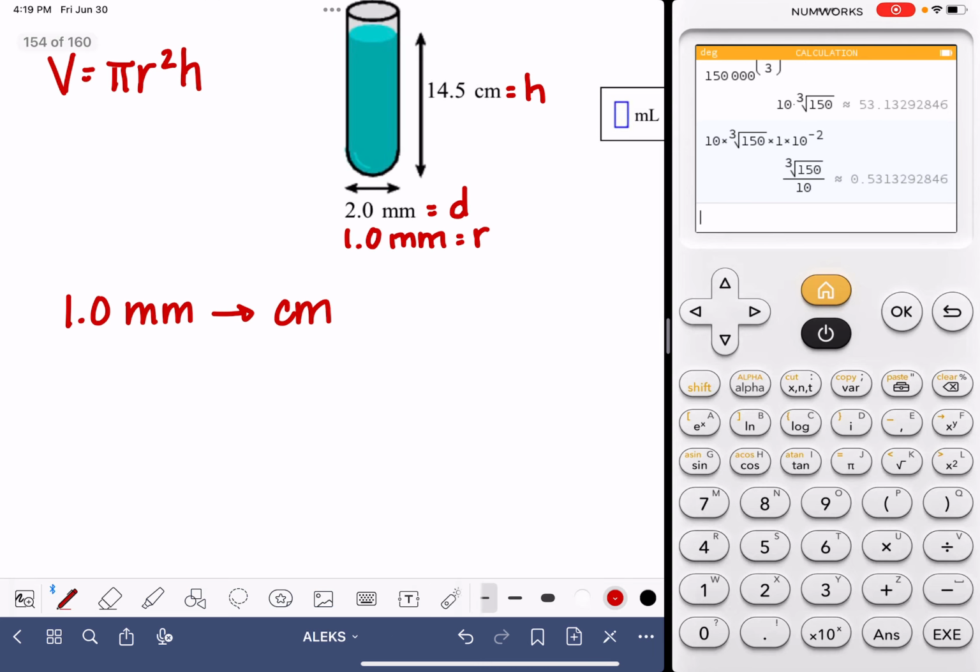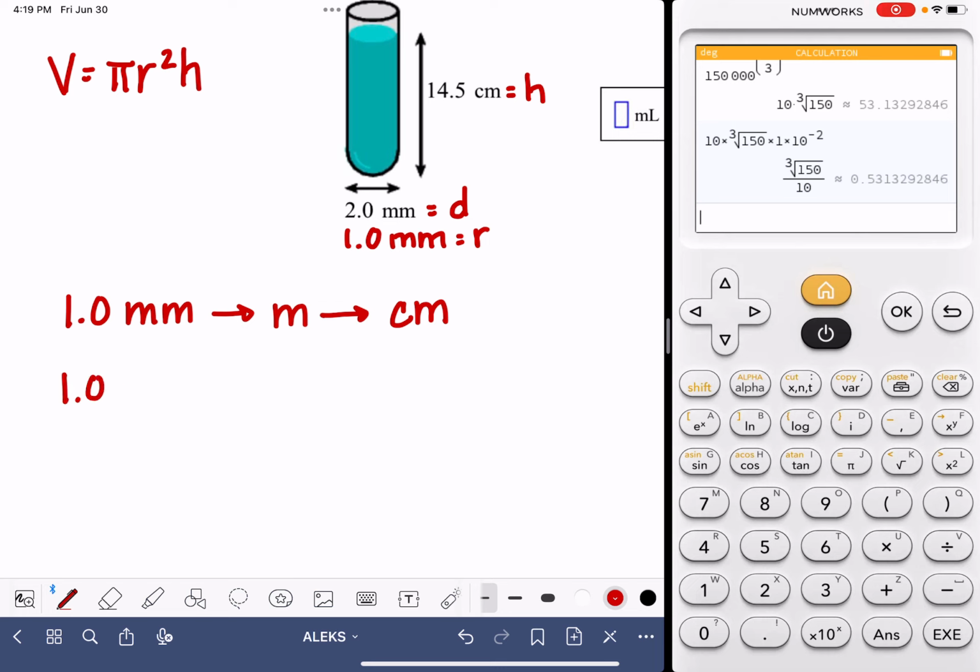Whenever I'm asked to convert from one metric prefixed unit to another, my recommended strategy is to first convert from the prefixed unit into the base unit, and then convert from the base unit into the desired prefixed unit. So rather than going directly from millimeters to centimeters, I'm going to go from millimeters to meters and then meters back to centimeters.